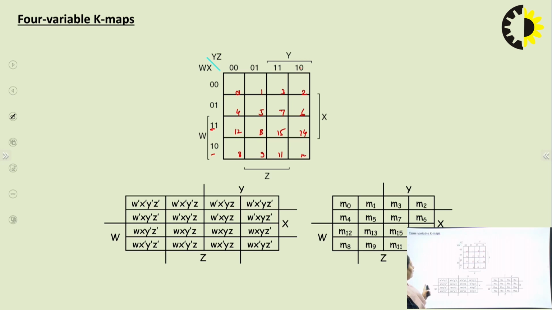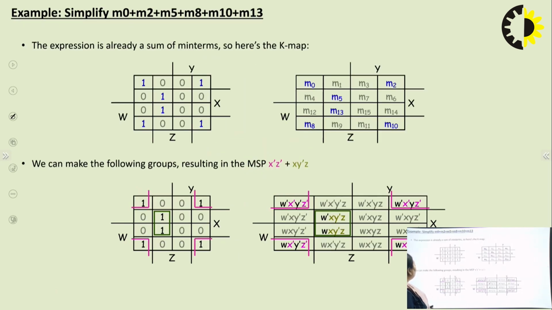This is the 4 variable K-map, and this is a representation of its min terms, that is 0, 0, 0, 0, 0, 0, 0, 1, 0, 0, 1, 1, 0, 0, 1, 0. This could be the representation of this. How could we solve it? M0, M2, M5, M8, M10, M13. We have to simplify this. How can we simplify this?